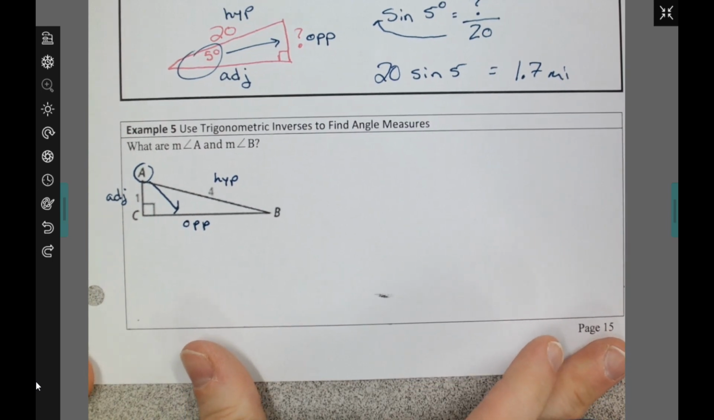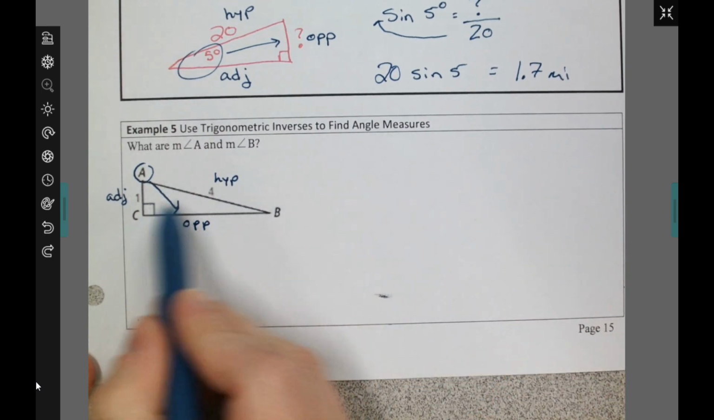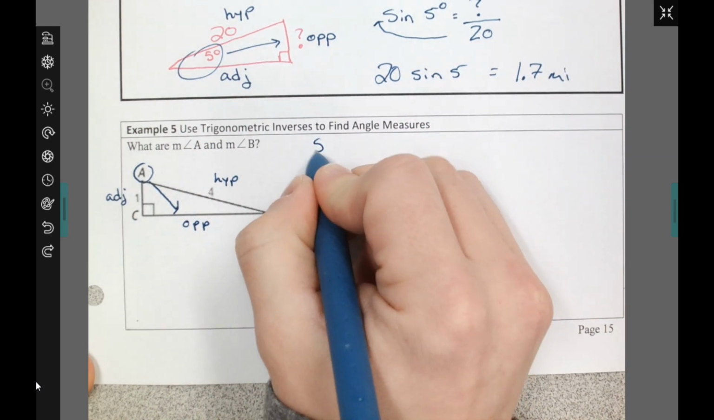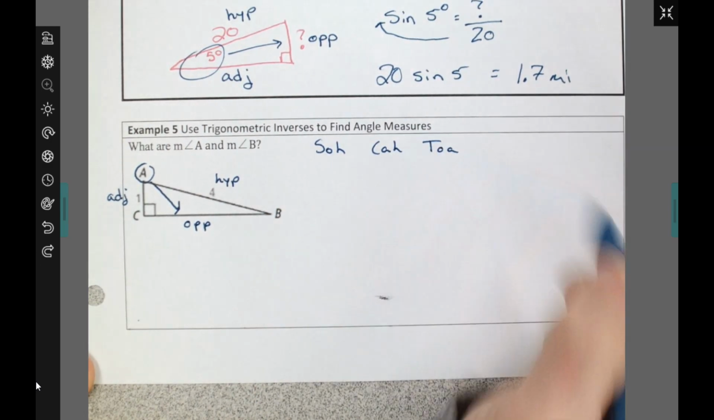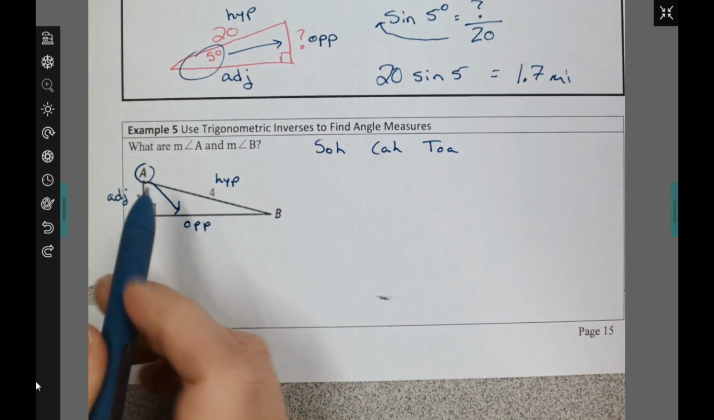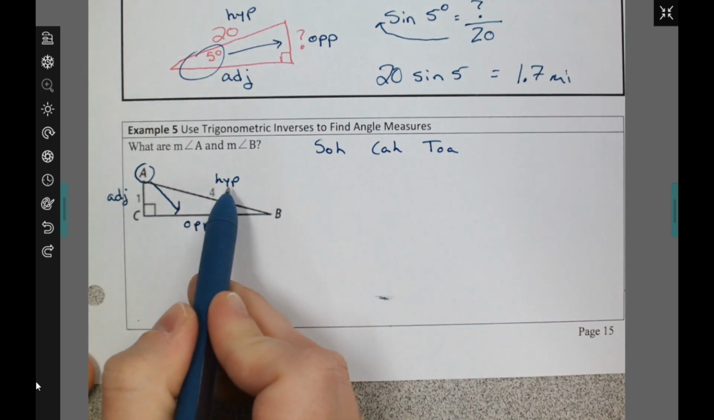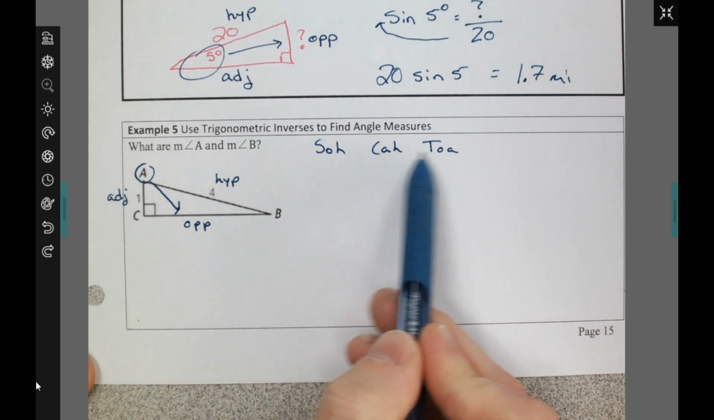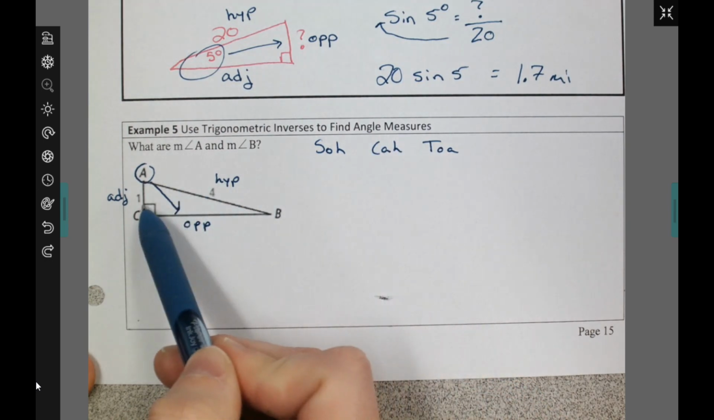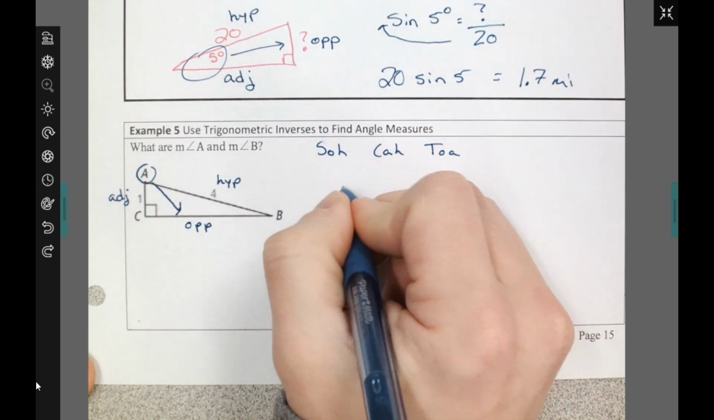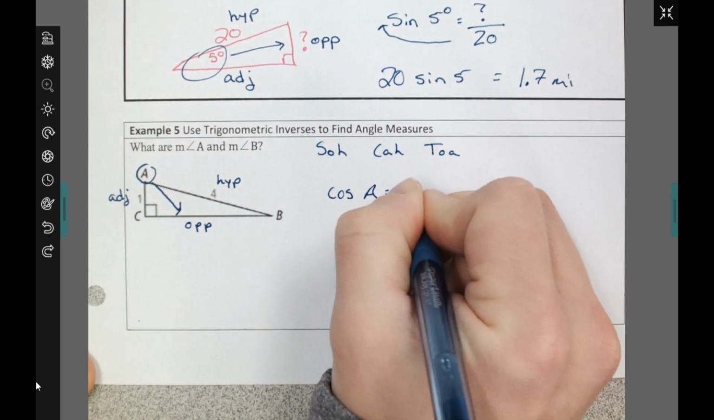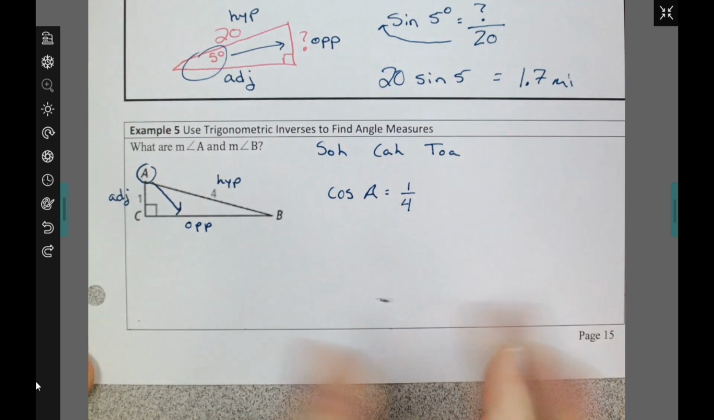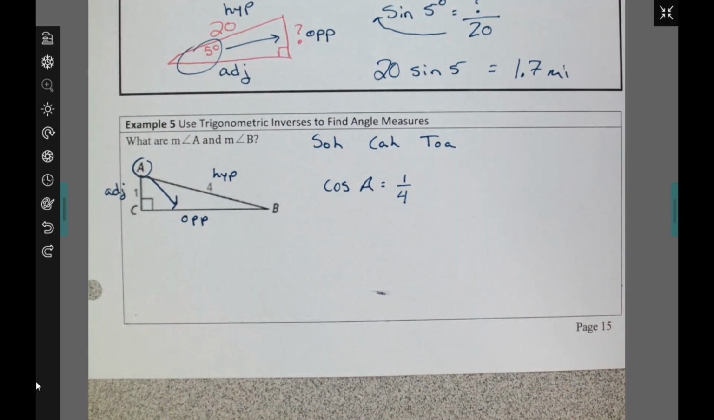So in order to find the angle, you figure out which two sides were given to us. If you go back to SOHCAHTOA, that'll tell us which of the ratios we're going to use. So looking at this, they gave us the adjacent and the hypotenuse. So our three options, it's going to be cosine. That's your adjacent over hypotenuse. So we have the cosine of A equals 1 over 4. Okay, that's step one.